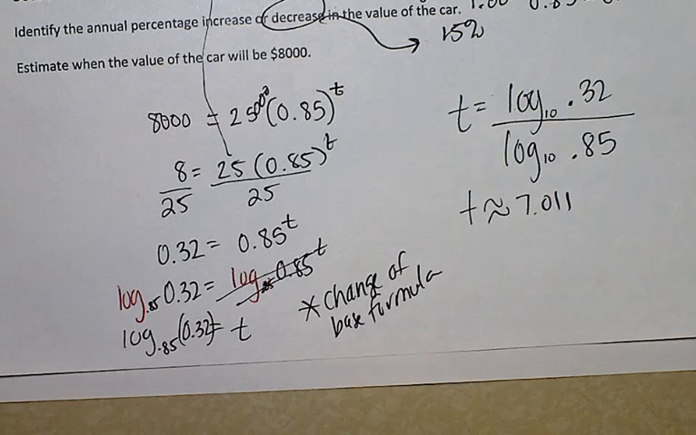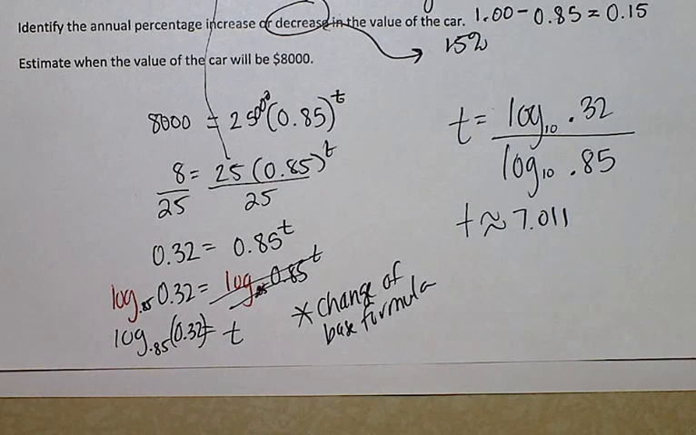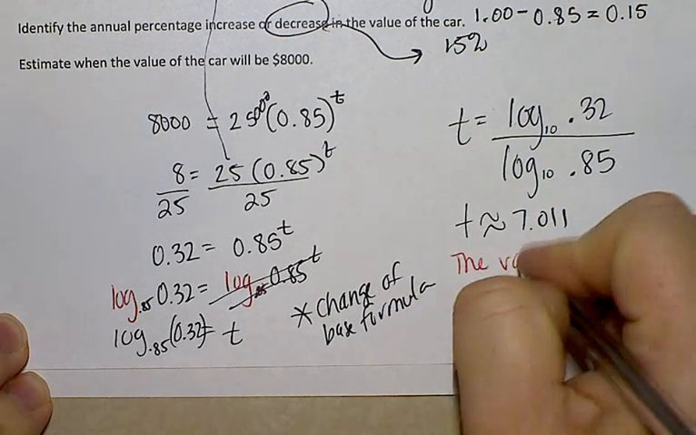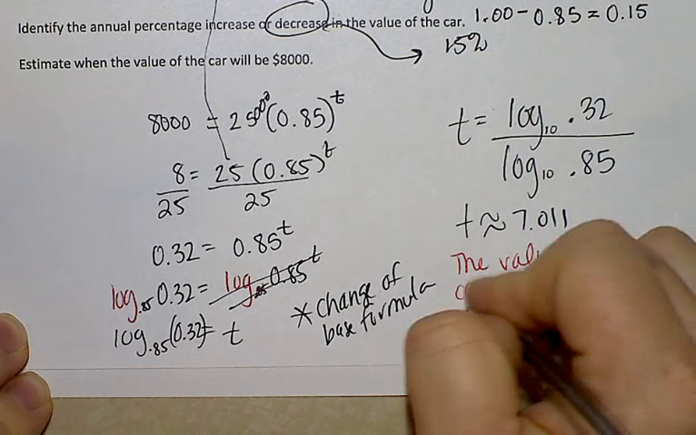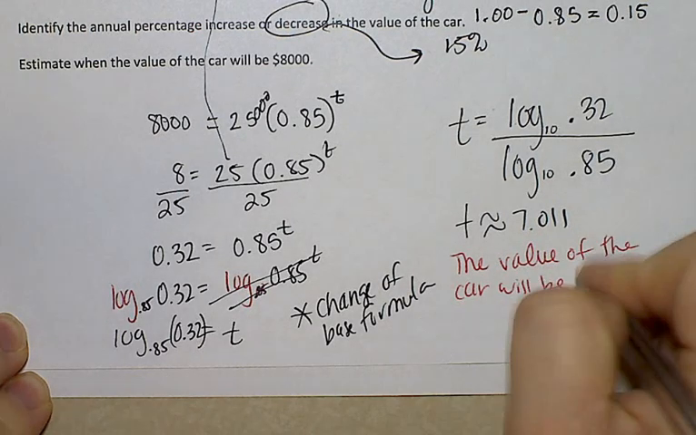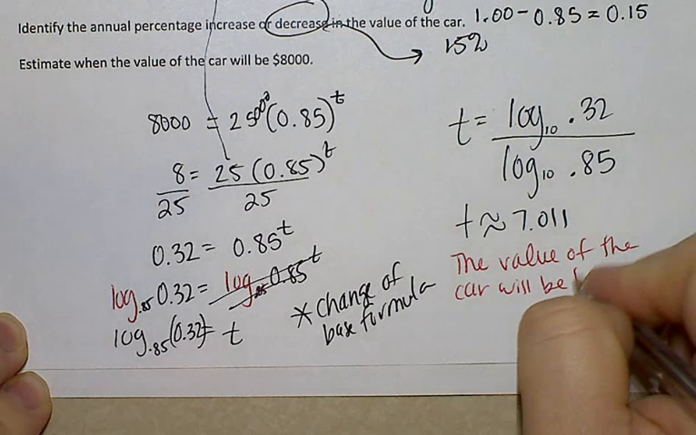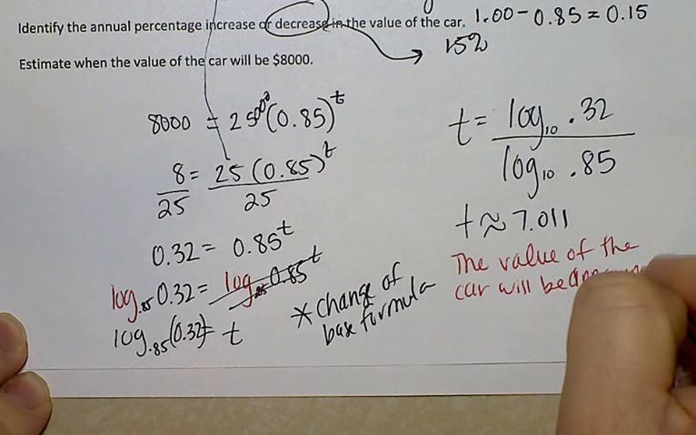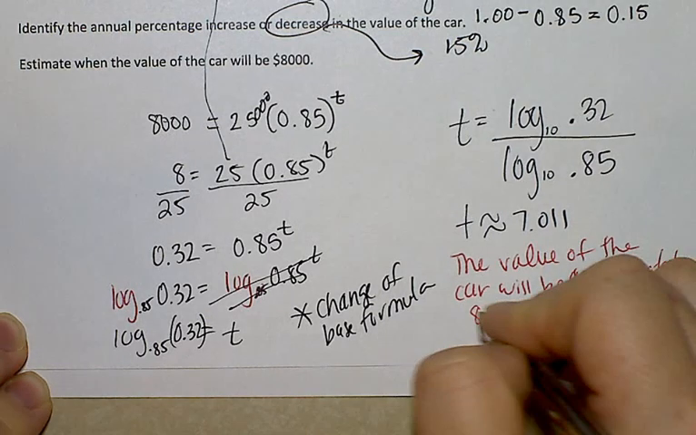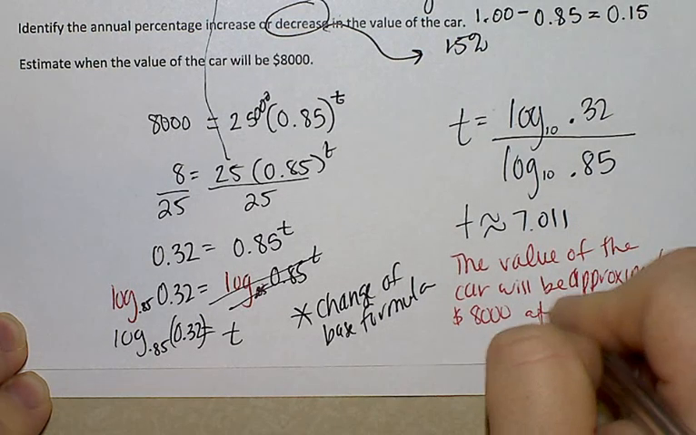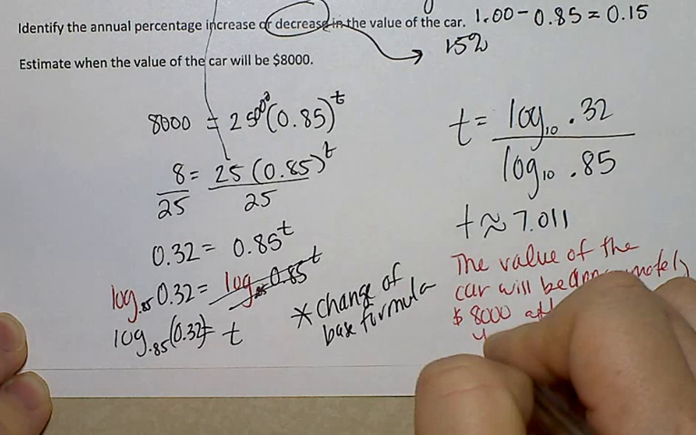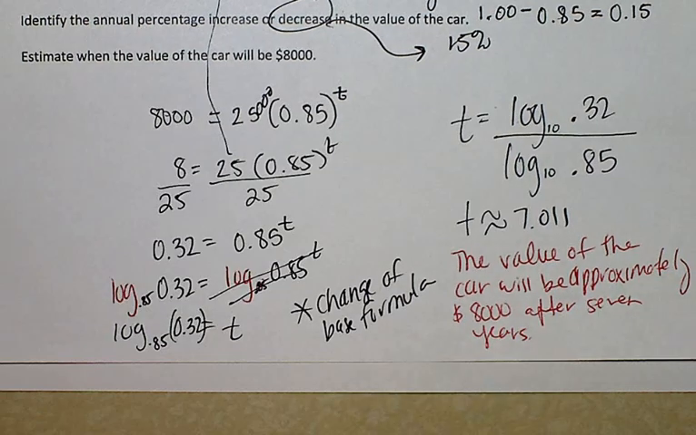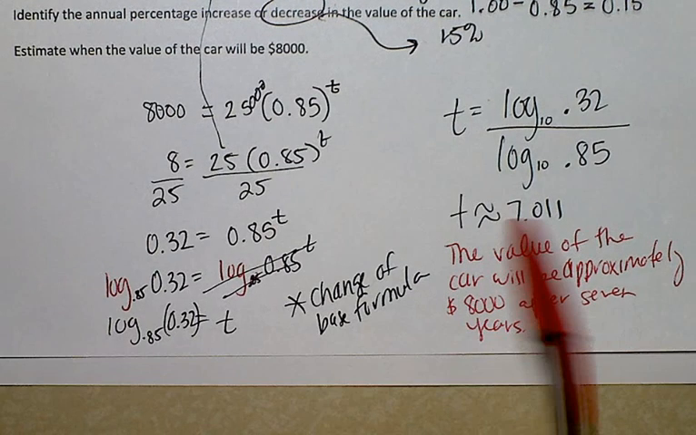And now I need to go back to the question. The question was to estimate when the value of the car will be 8,000. The value of the car will be approximately 8,000 after 7 years. Must see the math, and then I need to have some type of a statement.